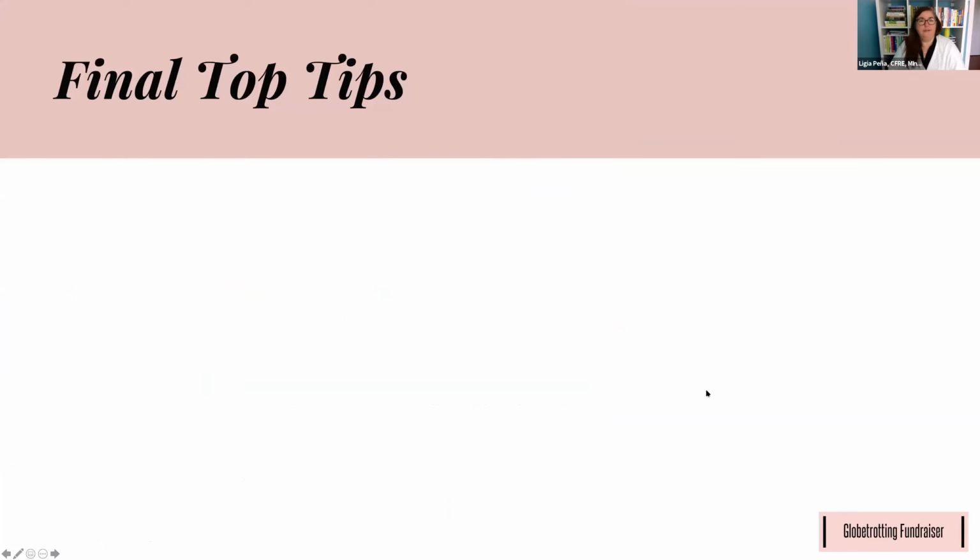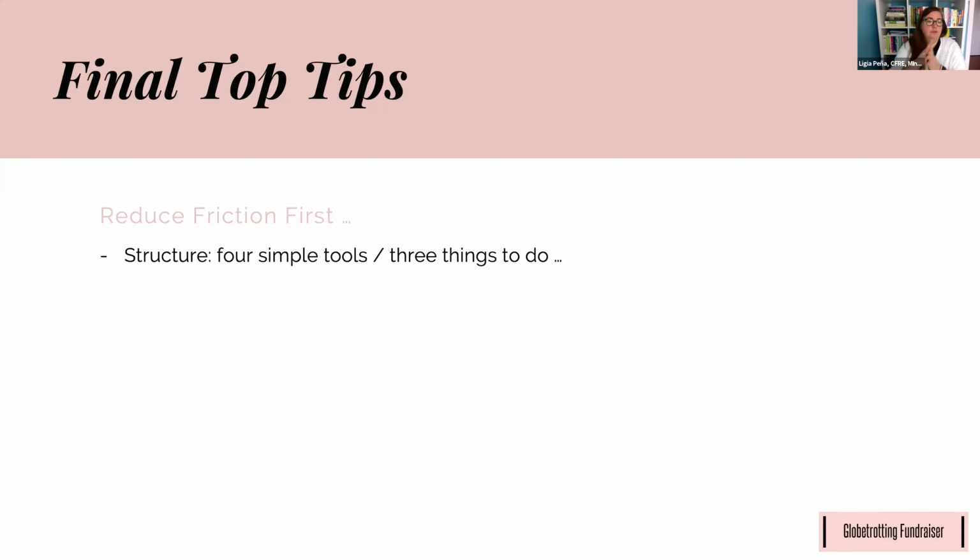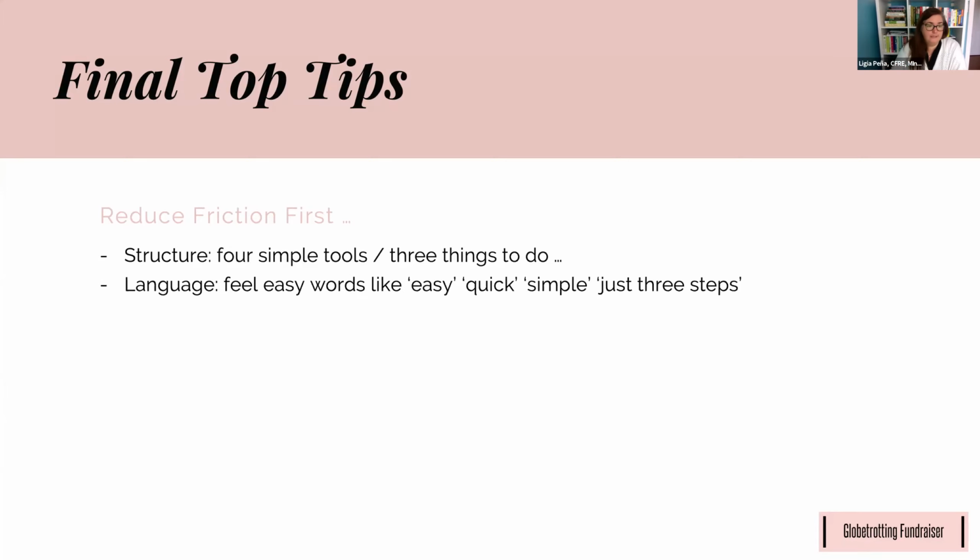Oh Lord, there's only 2 minutes left. So some final tips. You want to reduce friction first and foremost. So the structure: 4 simple tools, 3 things to do, that's the best way. Think through the simple tools or the 3 things you want donors to do, and prepare everything accordingly. The language should feel easy, quick: use words like easy, quick, simple, just 3 steps.